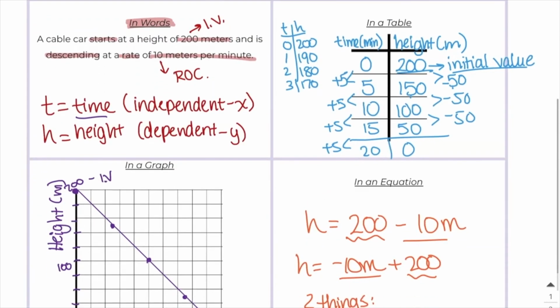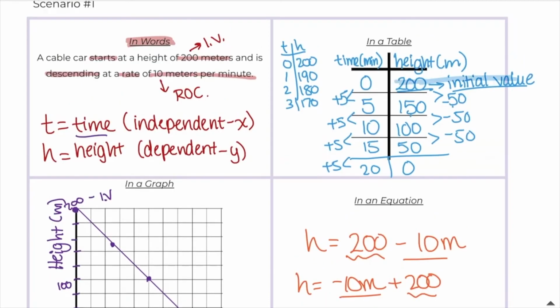So in scenario number 1, we know that our starting point, our initial value, is 200. It tells us this in the table here. It tells us in the description here. It tells us in the graph here. And it tells us in the equation here. So because we know the initial value is 200, we know that this is an example of partial variation because it does not start at 0.